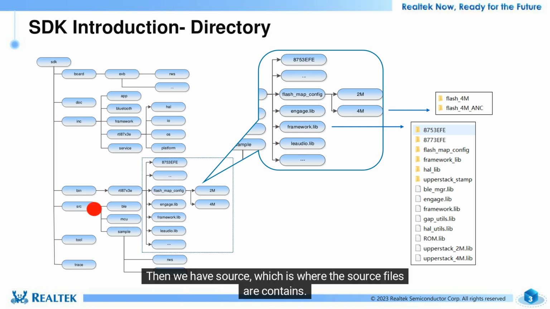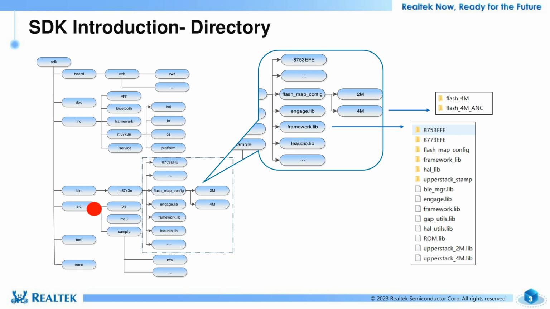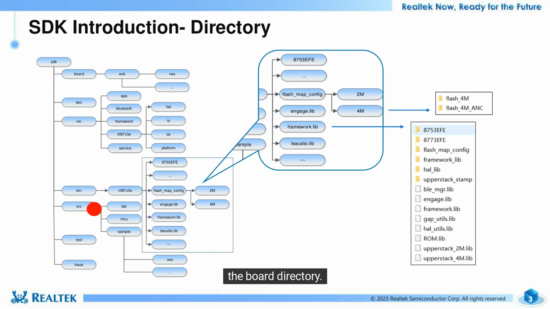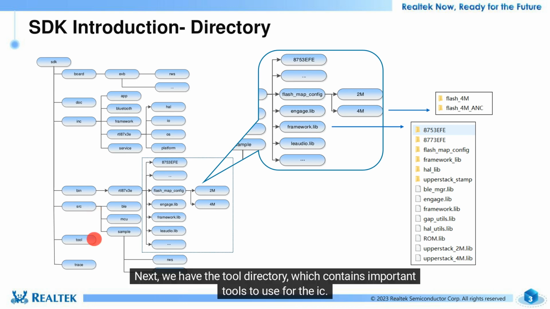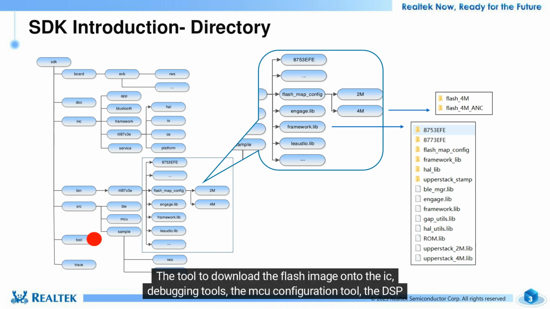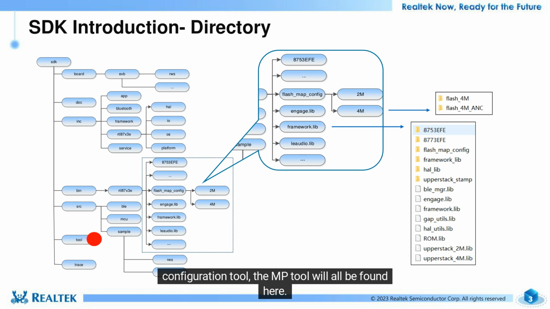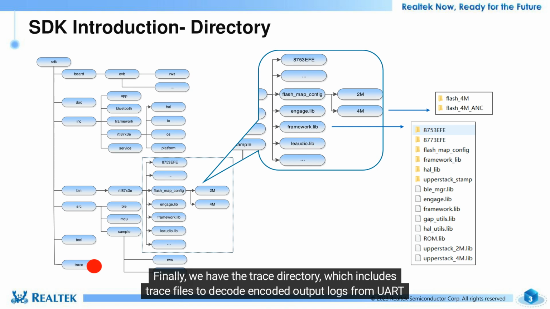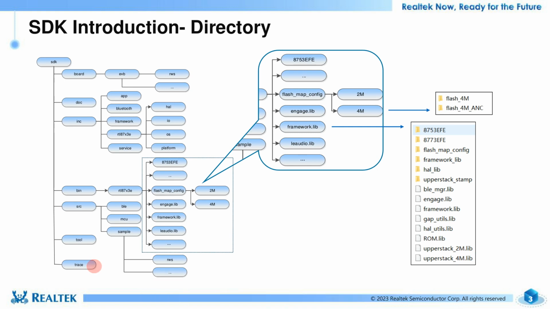Then we have source, which is where the source files are contained. For example, if you go to sample RWS, you will find the source files used for the RWS sample project in the board directory. Next, we have the tool directory, which contains important tools to use for the IC. The tool to download the flash image onto the IC, debugging tools, the MCU configuration tool, the DSP configuration tool, and the MP tool will all be found here. Finally, we have the trace directory, which includes trace files to decode encoded output logs from the UART interface.